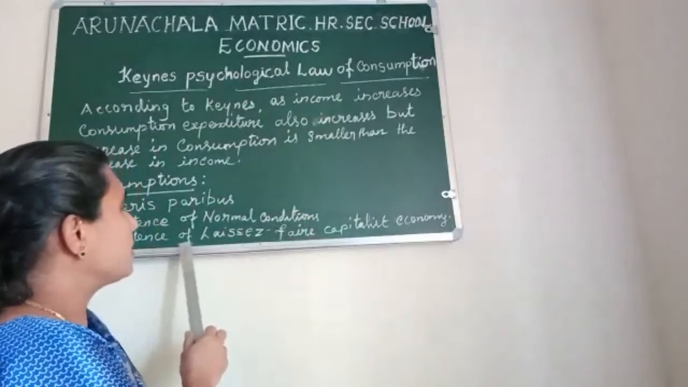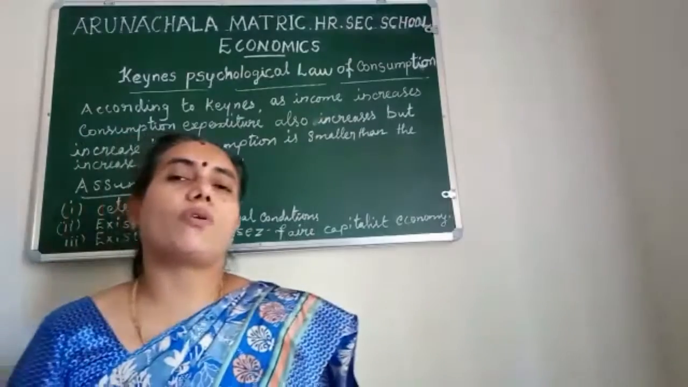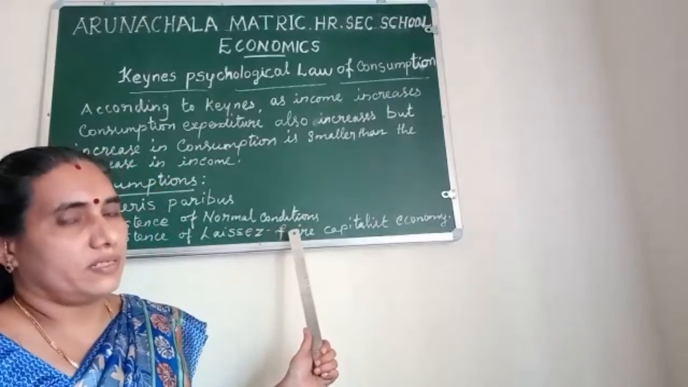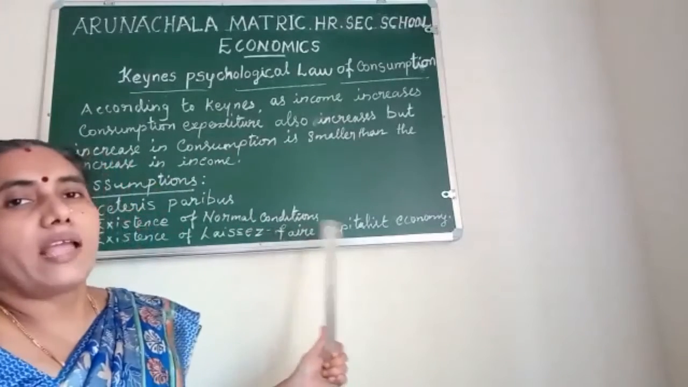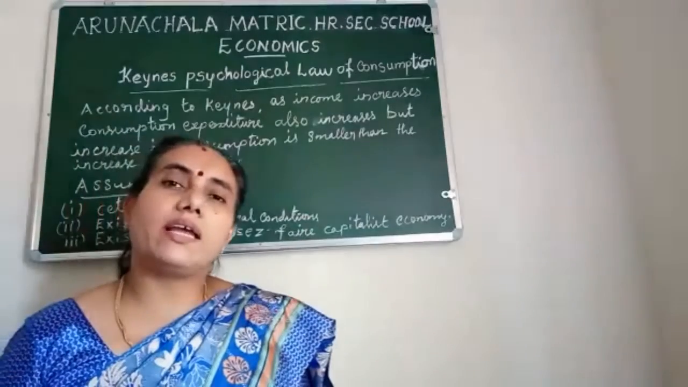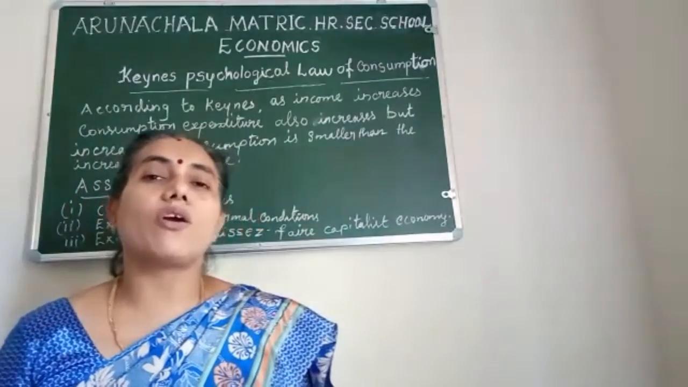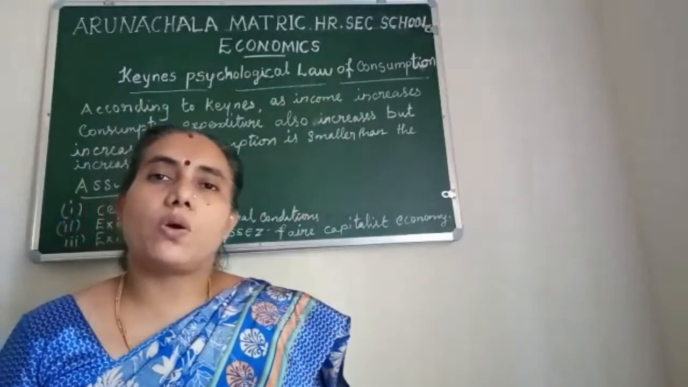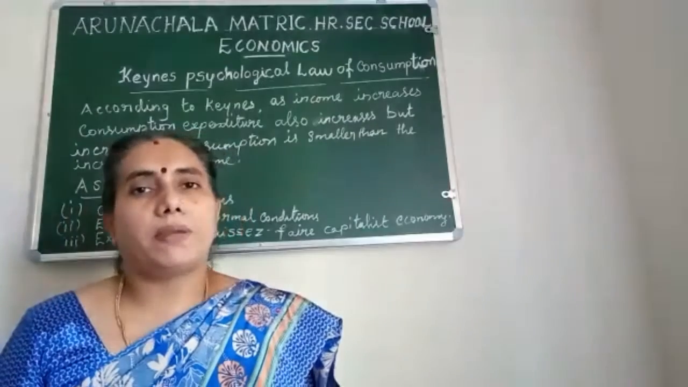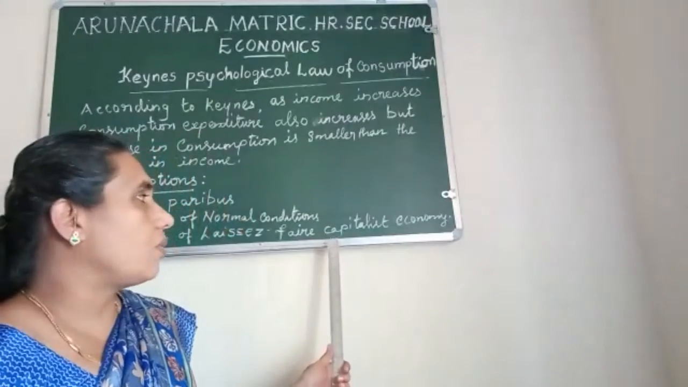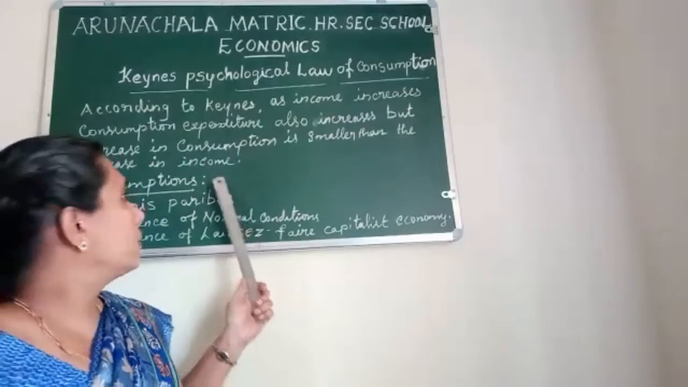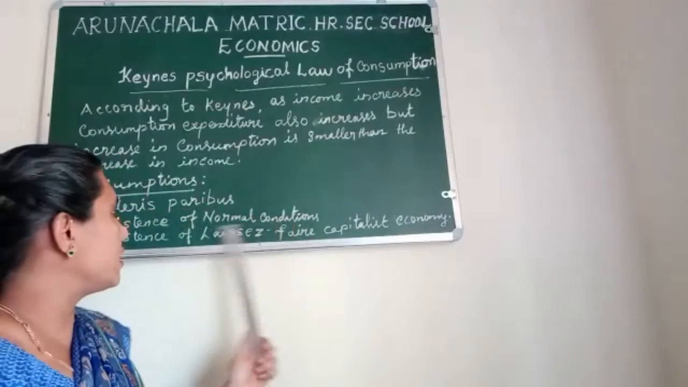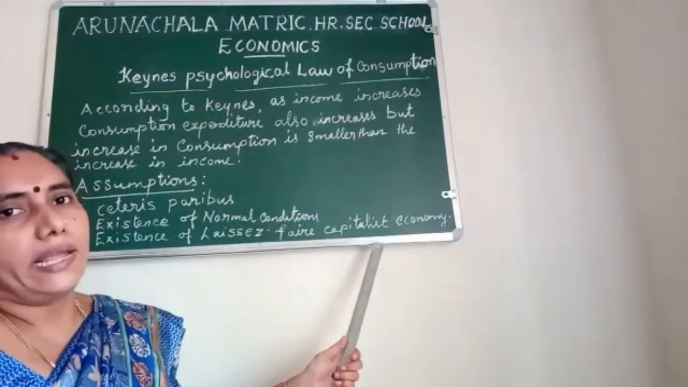And the next one is existence of laissez-faire capitalist economy. What do you mean by laissez-faire capitalist? Laissez-faire means non-intervention. That is a free capitalist economy. The law is applicable only in the free capitalist economy. That is, the government should not interfere in the spending, saving or income of the people. Then only the law will be applicable. So this law depends upon these three assumptions: ceteris paribus, existence of normal condition and existence of the laissez-faire economy.